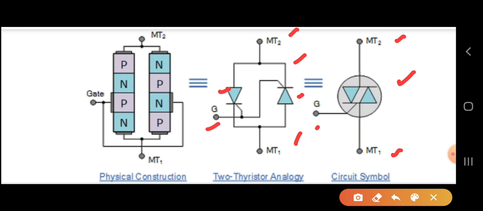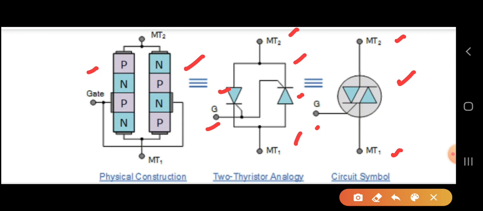And if you want to see the physical structure of this TRIAC, you can observe the 2 SCRs, where one SCR has 4 layers and 3 junctions. Now the 2 SCRs are kept oppositely. Obviously we can imagine that one PN structure of the SCR is on the left side, and another NP, that is the opposite type of SCR, is on the other side. These are called the physical constructions, how they are made. And here also we have the 3 terminals: gate, MT2, MT1.